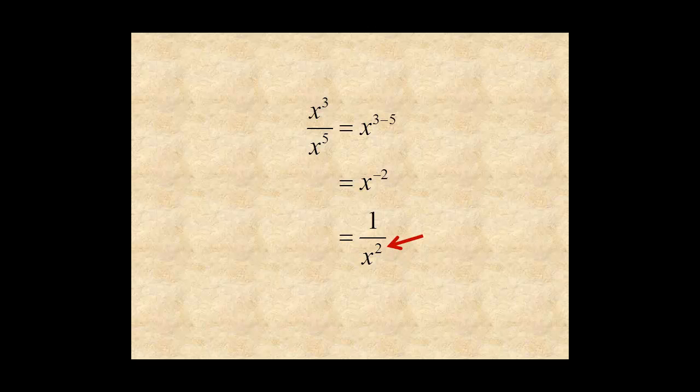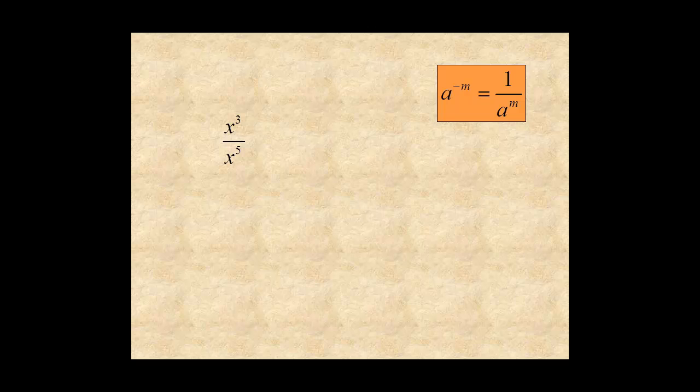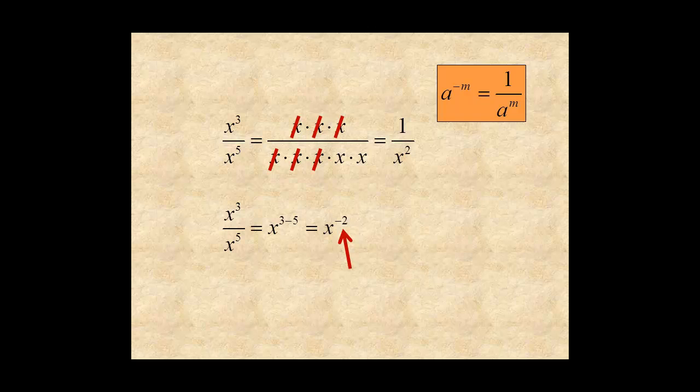In order to understand, let's look at the expression again. x to the power of 3 over x to the power of 5 means 3 factors of x over 5 factors of x. 3 factors of x in the numerator cancel 3 factors of x in the denominator, leaving 2 factors of x in the denominator, which is 1 over x to the 2. So it makes sense that a negative exponent is the same as an inverse.